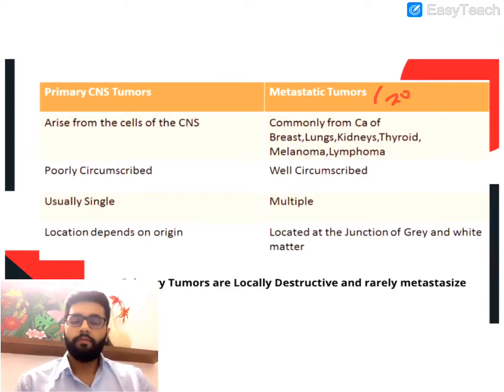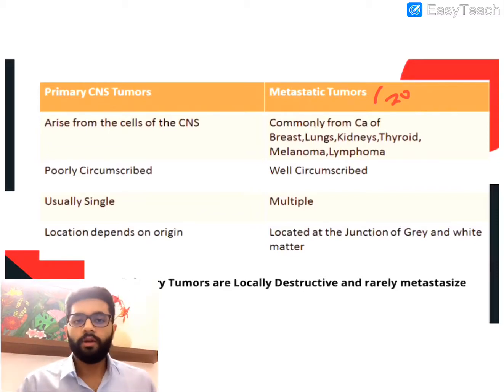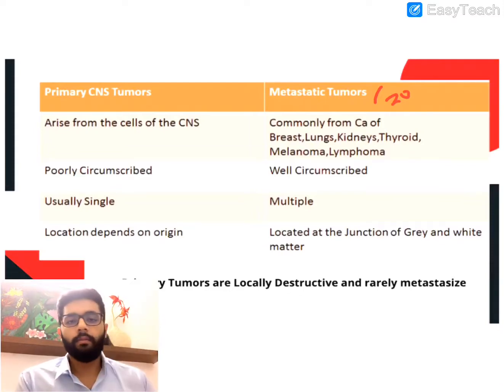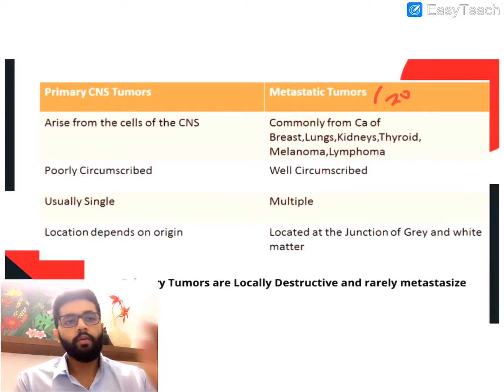Okay. So first we'll talk about the primary tumors. These are the tumors that arise from the cells of the CNS. They are usually poorly circumscribed tumors, usually single, and the location can vary depending on which tumor it is and from which cell it's arising. Whereas the metastatic tumors are usually multiple in number and they are well circumscribed lesions. They are commonly located at the junction of the grey and white matter.